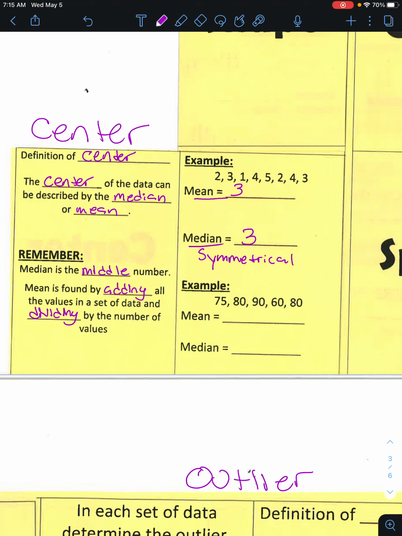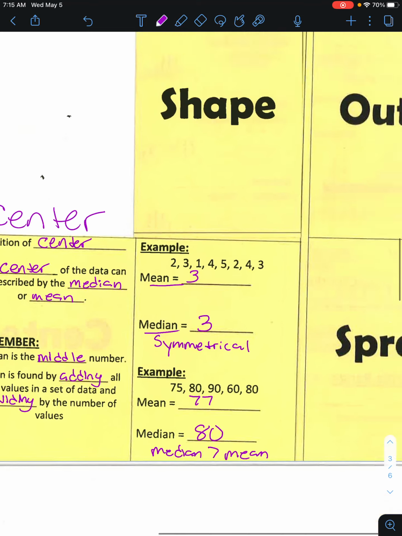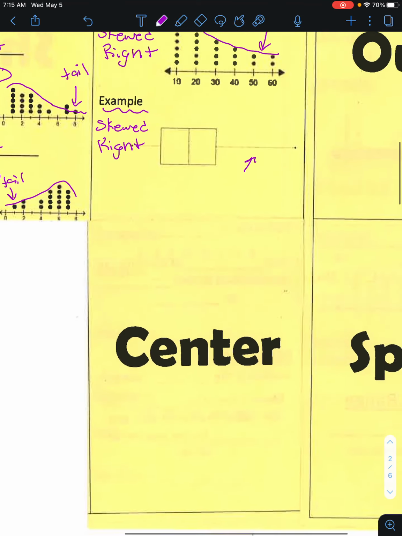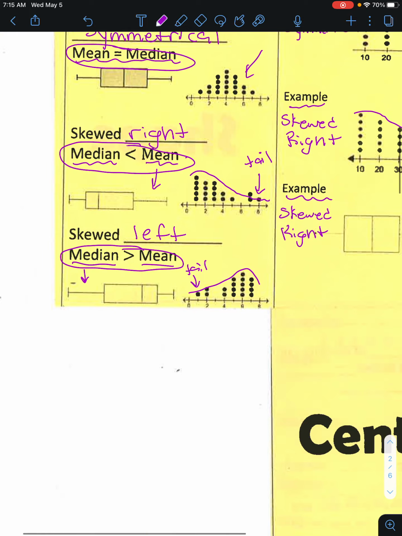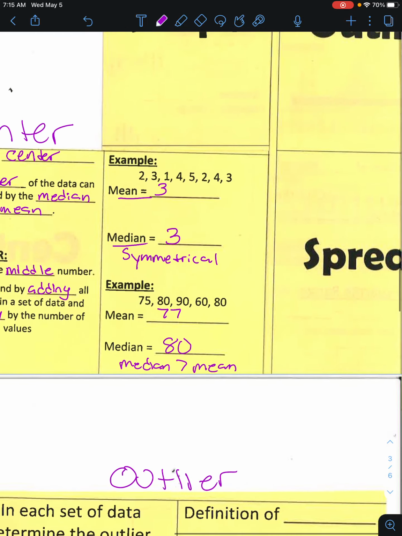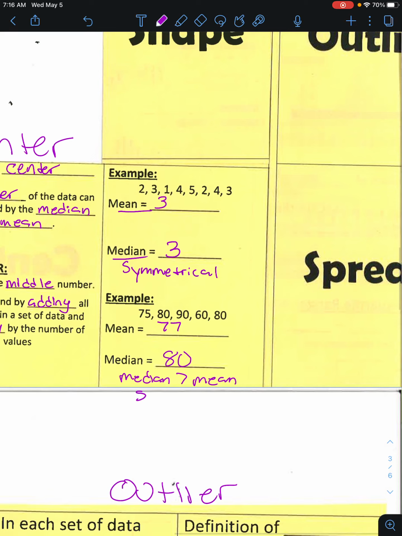Good. Example number 2. Your mean is 77. Your median is 80. What do you see? The median is greater than the mean. So if we were to describe this shape, what would it be? The median is greater than the mean. Skewed left. So we can describe this data with its shape as well as its center.